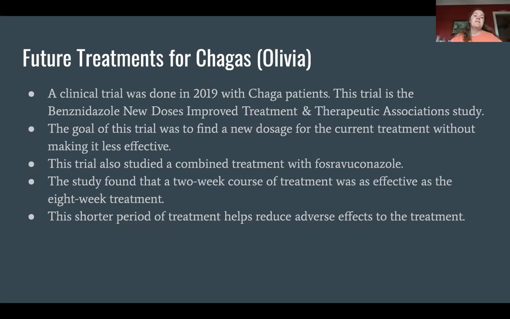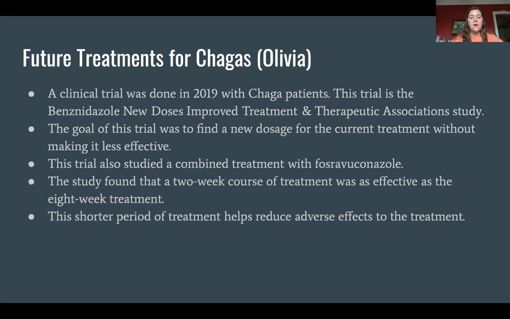So future treatments for Chagas disease, there weren't a lot of studies being done on this that I could find, and I think that's because it can go for so long without showing symptoms or can be asymptomatic, and because of the areas where it's most prevalent. But I found a clinical trial that was done in 2019, and this trial is the Benazole New Doses Improved Treatment and Therapeutic Association Study. So basically, the goal of this trial was to find a new dosage of the current treatment, benznidazole, without making it less effective.